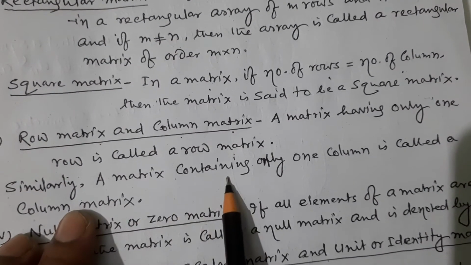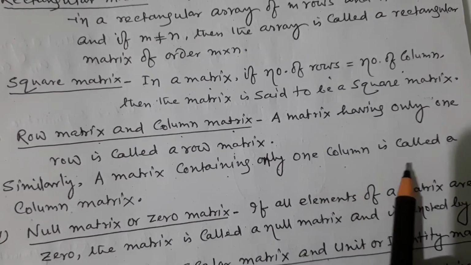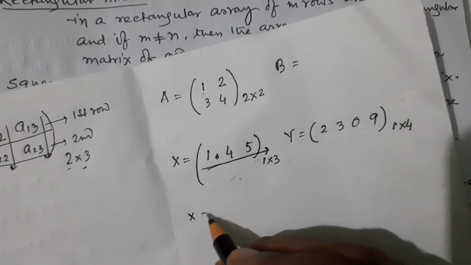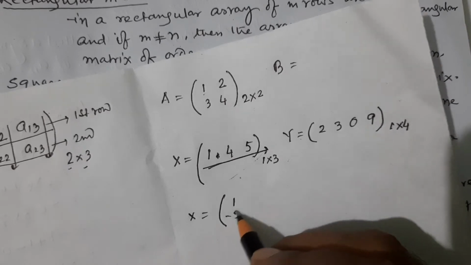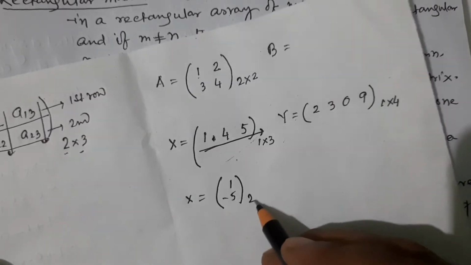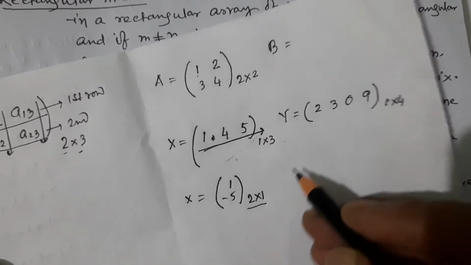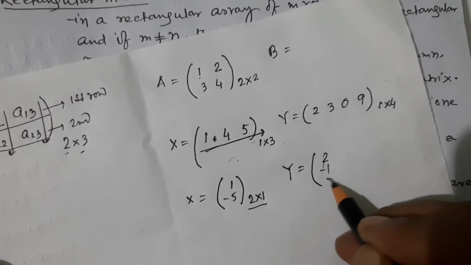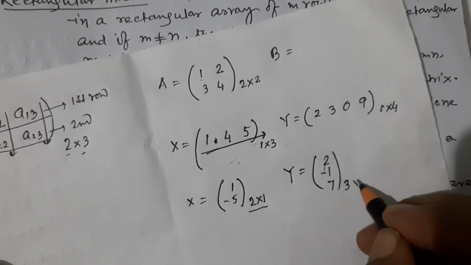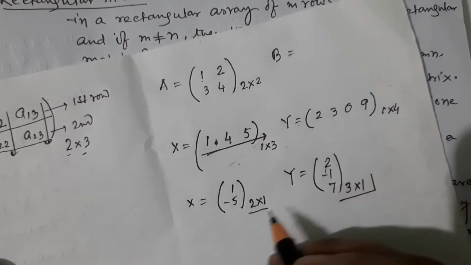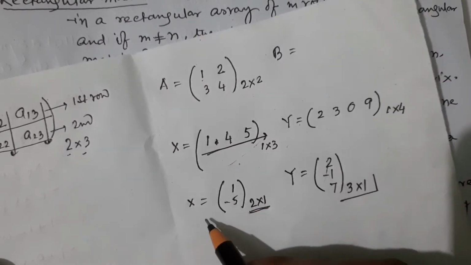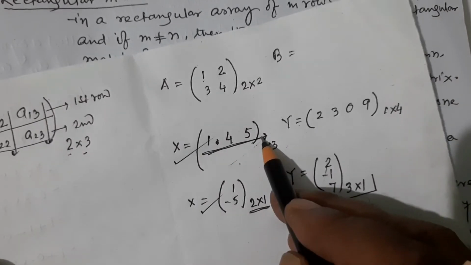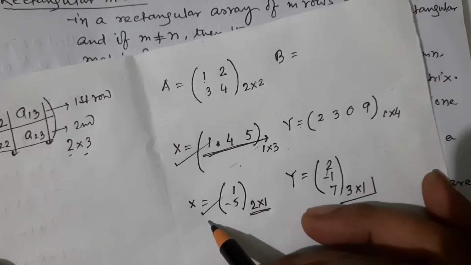Similarly, a matrix containing only one column is called a column matrix. We can say X equals 1, minus 5. This has two rows, one column. Order of the matrix is 2 cross 1. Another, Y equals 2, minus 1, 7. Three rows, one column. Order of the matrix is 3 cross 1. This contains only one column, and that contains only one row. So this matrix is known as a row matrix, and this matrix is known as a column matrix.